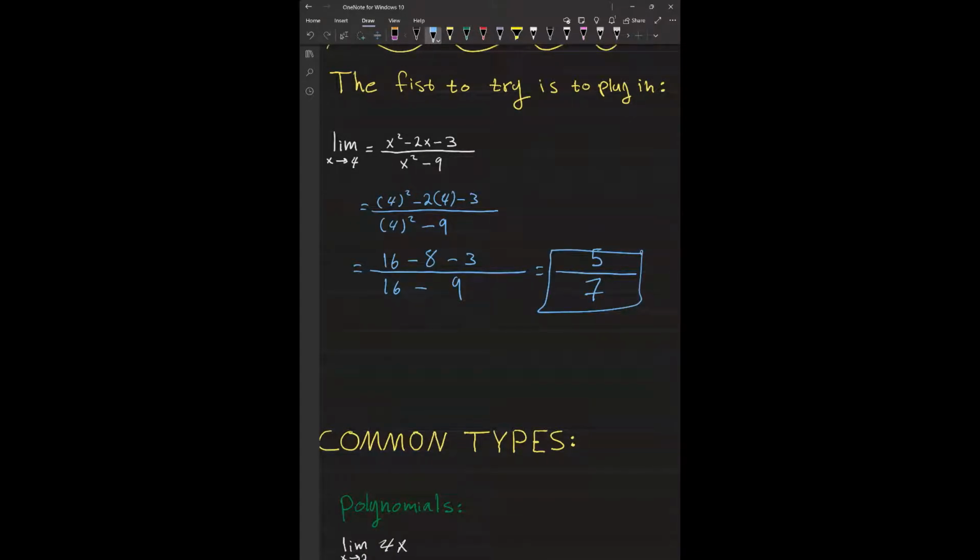5/7 is a finite value. That is the limit. The limit is equal to 5/7.